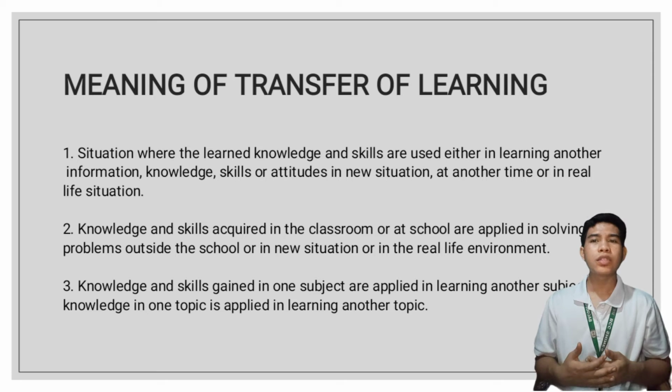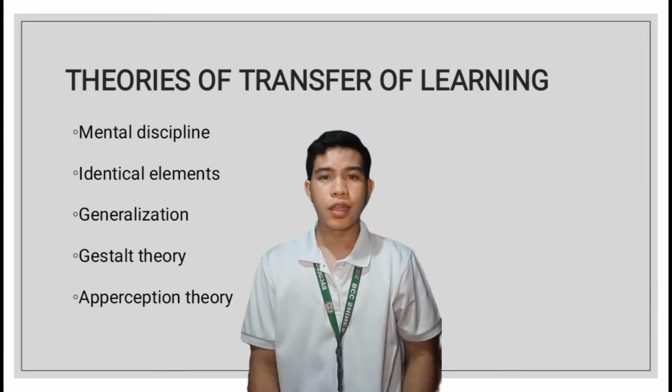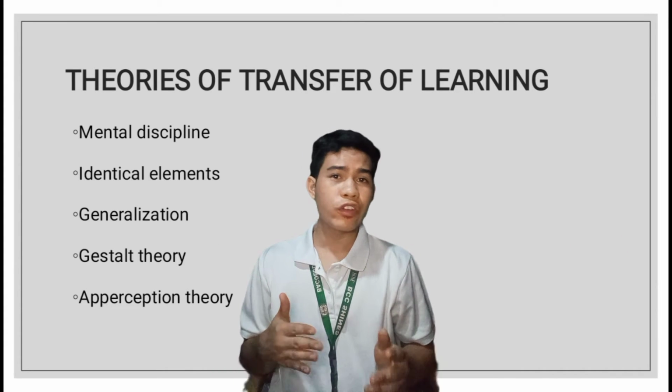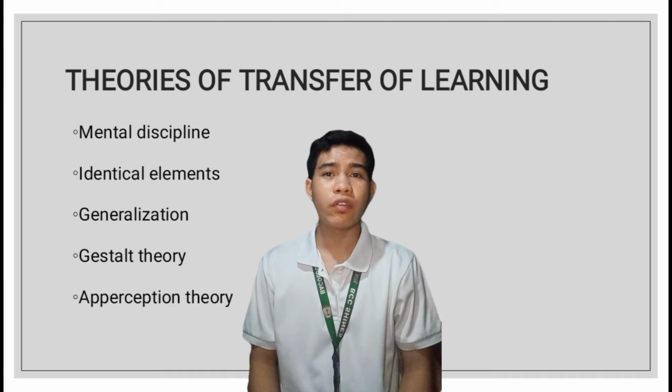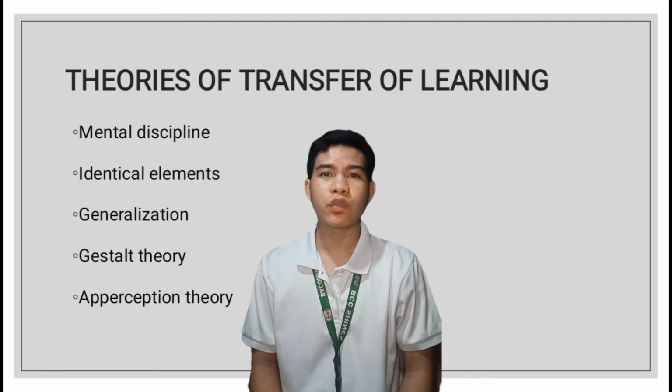Also, it is the knowledge and skills acquired in the classroom or at school that are applied in solving problems outside the school, in a new situation, or in the real life environment. And further, knowledge and skills gained in one subject are applied in learning another subject, or knowledge in one topic in learning another topic. Now that you know the different meanings and definitions of transfer of learning, let's go ahead to the theories of transfer of learning.